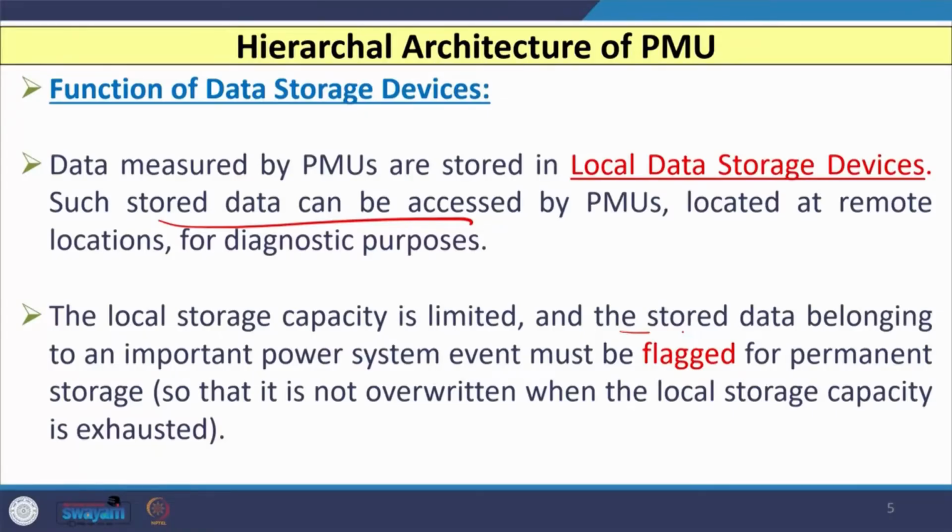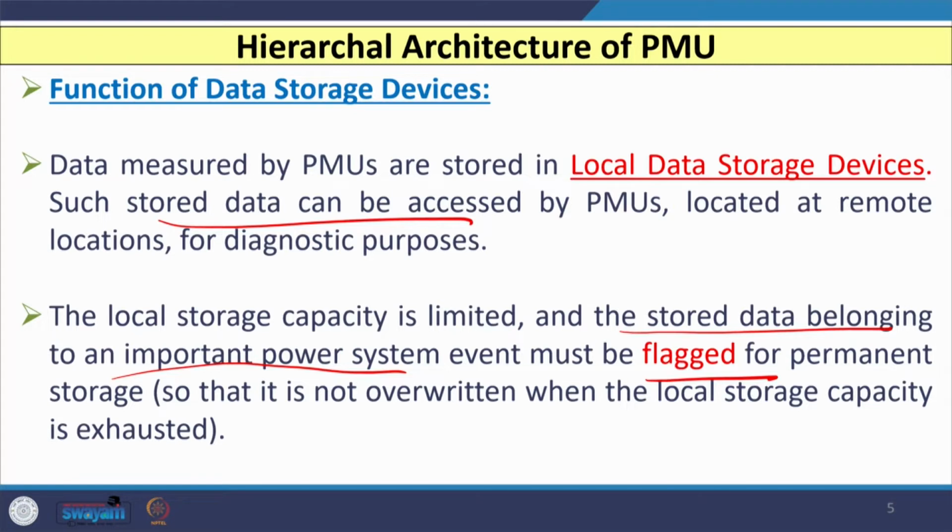The capacity of these local storage devices is very limited. So, the stored data belonging to a particular special event or an important event in the power system network must be flagged for permanent storage, so that whenever new data are available, because of the limited storage capacity of these data storage devices, the remaining data can be overwritten. So, this is a very important function as far as the data storage devices are concerned.